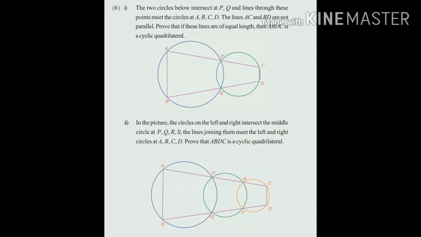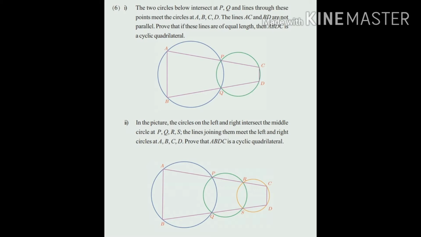Okay, here in this figure you can see two circles. By joining all the points, that means AB to DC, we will get one quadrilateral ABDC. We need to prove that quadrilateral is a cyclic quadrilateral.